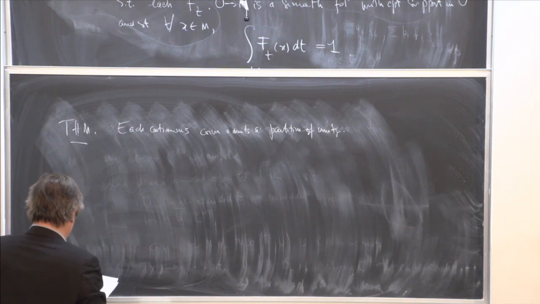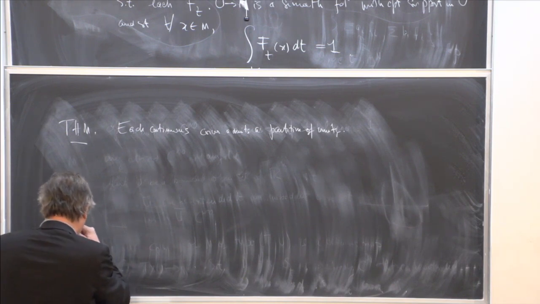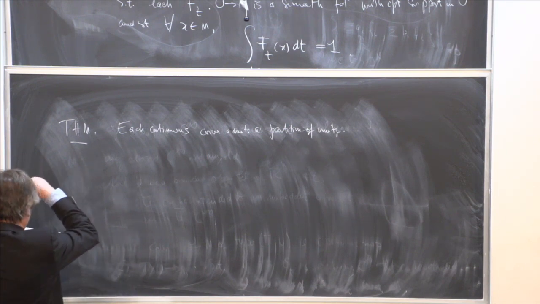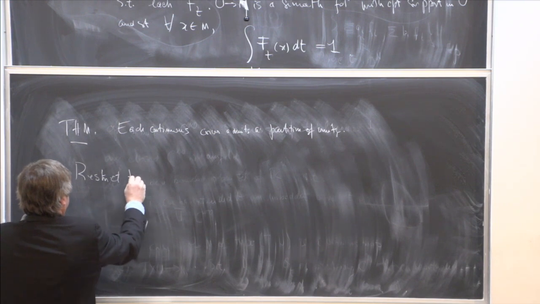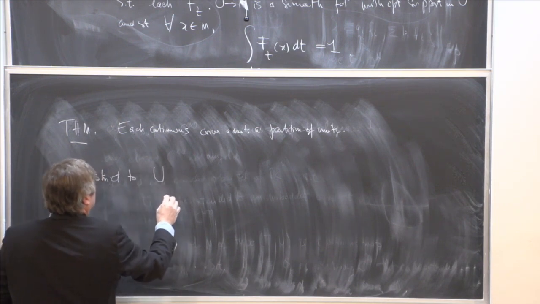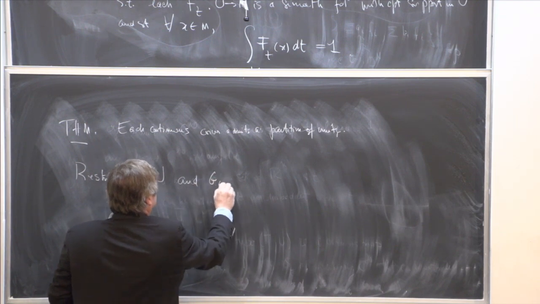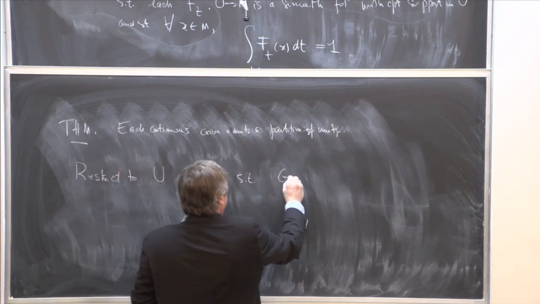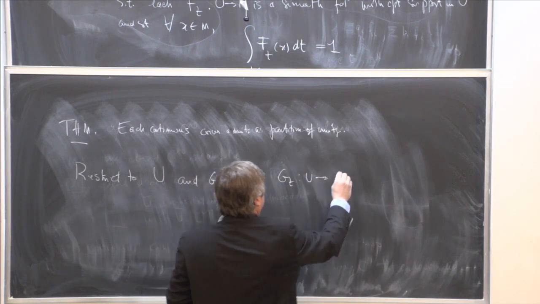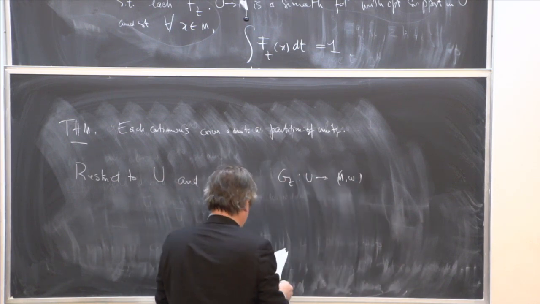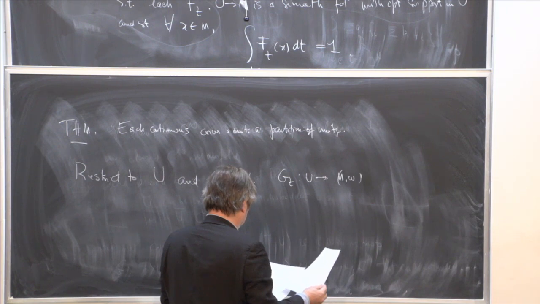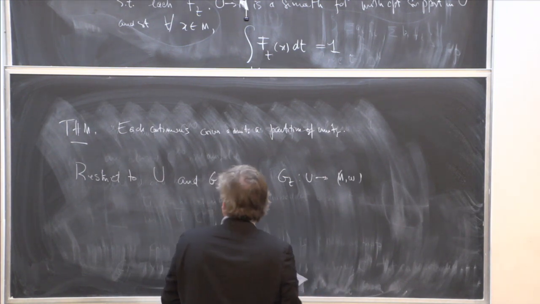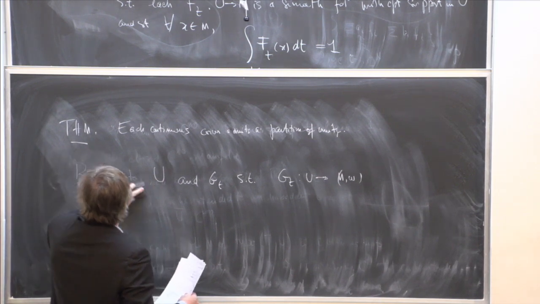okay, perfect. Okay, alors, okay, perfect. So now we restrict to U and G_T such that G_T from U to M omega. I hope it's exactly where I need it. Yeah, maybe not, not now. Just a moment. No, that's a bit too soon. I'll do that just in a minute.